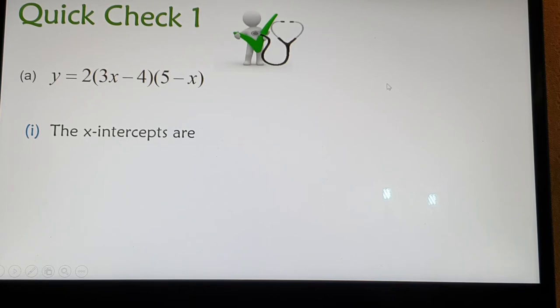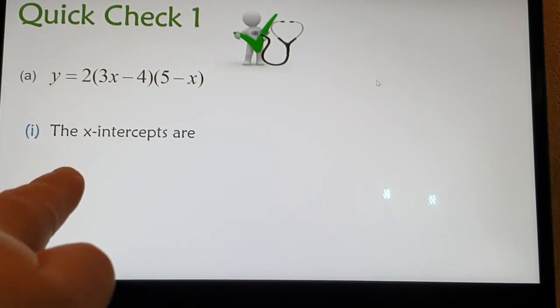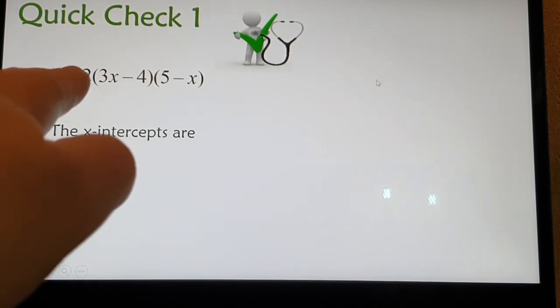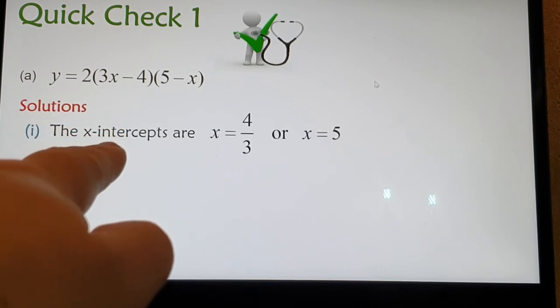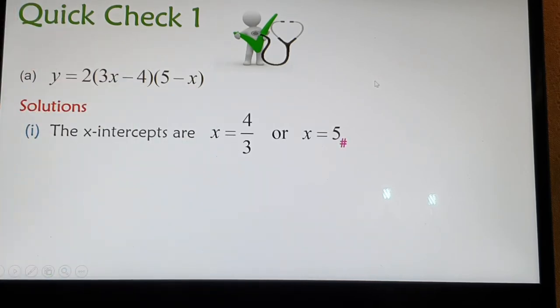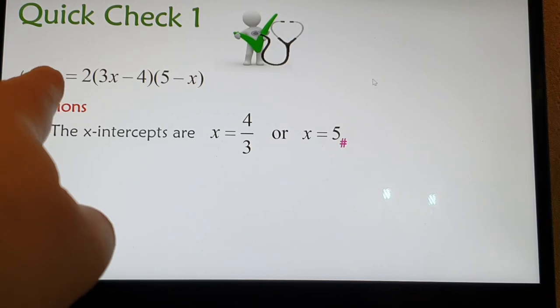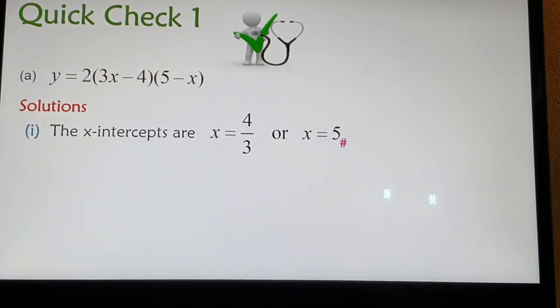The x-intercepts are... To find the x-intercept, you must have some x value. So you set y to 0. Then you will get... It's not finished already? Very fast. Okay, those who don't know, you let y be 0, and then you can solve and get the answer already, lah. Okay, that's all. Next one.